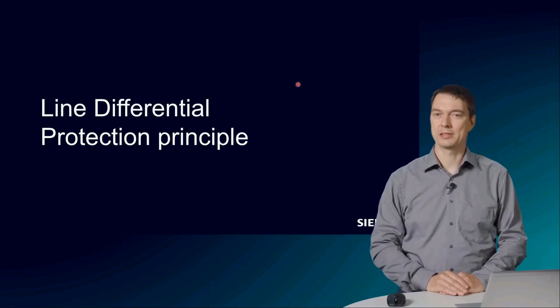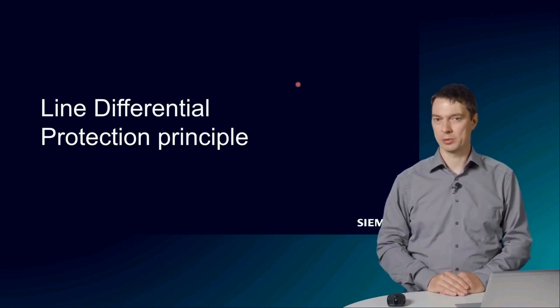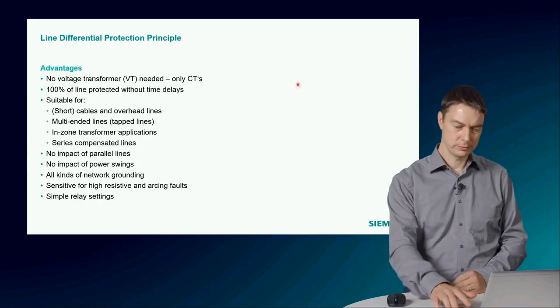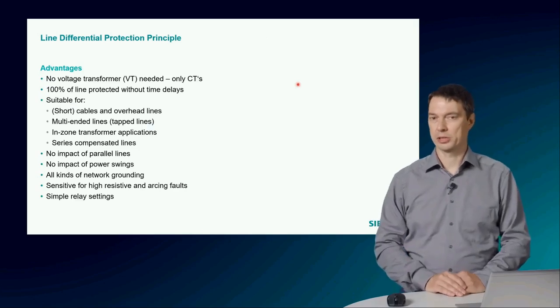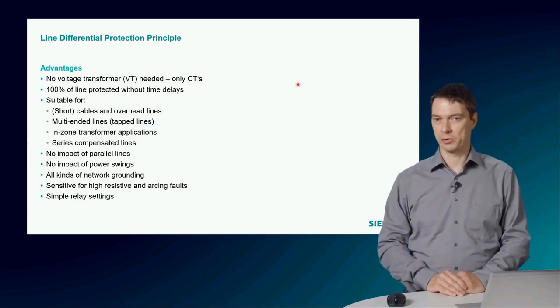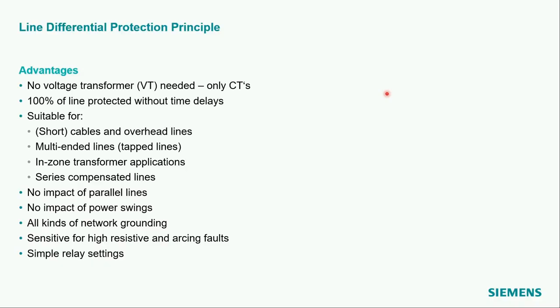Okay. Let's come to the line differential protection principle. The line differential protection principle provides the following advantages. It only requires CTs. There's no need for a voltage transformer. It's a unit protection, so 100% of the line is protected without an additional need for a time delay. Therefore, it's suitable for short cables or overhead lines.